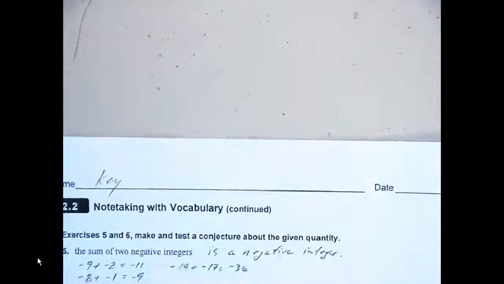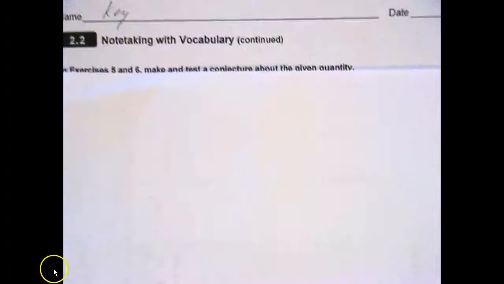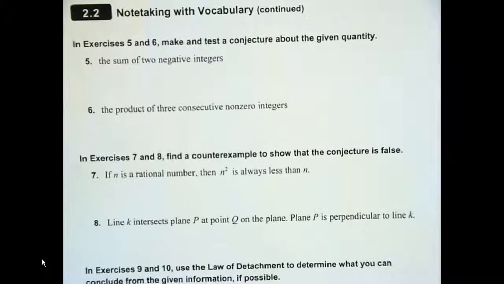Okay, let's take a look at page 43 of your student journal. Compare what you got with your neighbors real quick. So page 43. I kind of didn't do it. I did it. Okay, let's go ahead and talk about numbers 5 and 6.